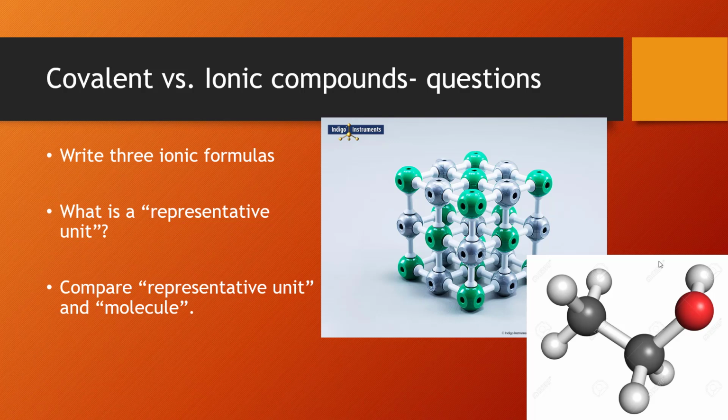But a representative unit of a molecule isn't so simple. Here we have ethanol, which has 6 hydrogens, 2 carbons, and 1 oxygen. So in this case, we wouldn't take a ratio. We would actually take the whole molecule. So it would be C2OH6. And that is how we would write out the molecule. So for ionic compounds, use representative units, which is the ratio. And for molecules, use the molecular formula.